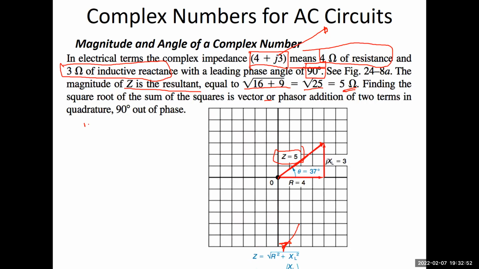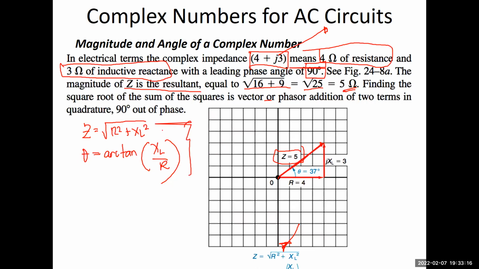Actually, what is written below is your impedance is equal to the square root of R square plus XL square. And the phase angle is equal to arctan of XL over R. And this is how you convert the rectangular form to polar form. The result of the square root of R square plus XL square would be your magnitude, and then your theta would be equal to your phase angle.